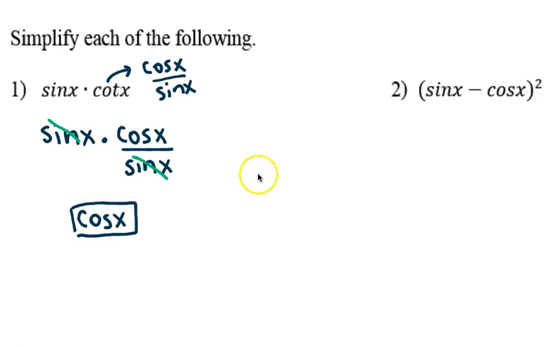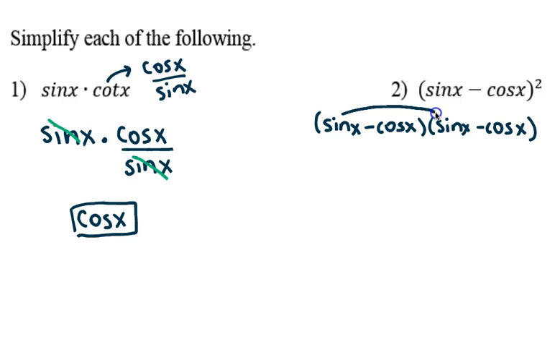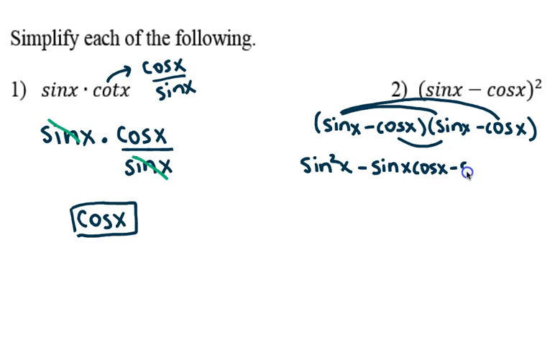Okay. For number 2 over here, keep in mind that when we square that binomial, we have to FOIL, multiply first, outer, inner, last. So first times first, that's going to give me sine squared x. Both the outers, that'll give you negative sine x cosine x. Both the inners, again, another negative sine x cosine x. And then both the last, we have plus cosine squared x.